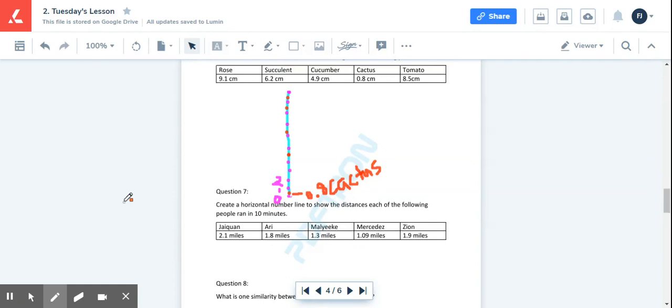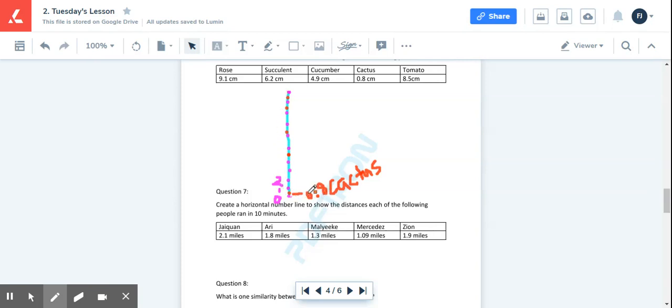So here I did my best to showcase how we would create our horizontal number line. So you can see here that I've plotted all my hash marks from 0 to 10, right? And you want to make sure to label it. For example, we labeled it 0 starting at the origin, and then 1, 2, and you should have labeled it all the way up to 10. Now I've placed all of my plants on my number line. I have rose, succulent, cucumber, cactus, and tomato. And we're plotting that in order from 0 to 10.